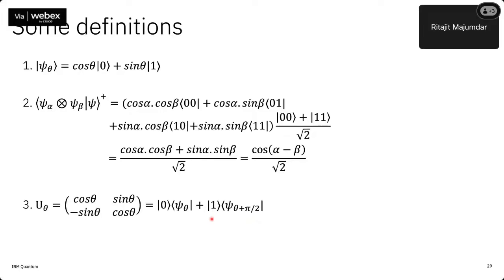What does it mean physically? If you take a state psi theta, it will map it to the state 0. If you take a state psi theta plus pi by 2, it will map it to 1. But as I said, it's okay, you don't have to remember everything to understand what is going to happen. Just remember this U theta: it's cos theta, sin theta, minus sin theta, cos theta. That's all.